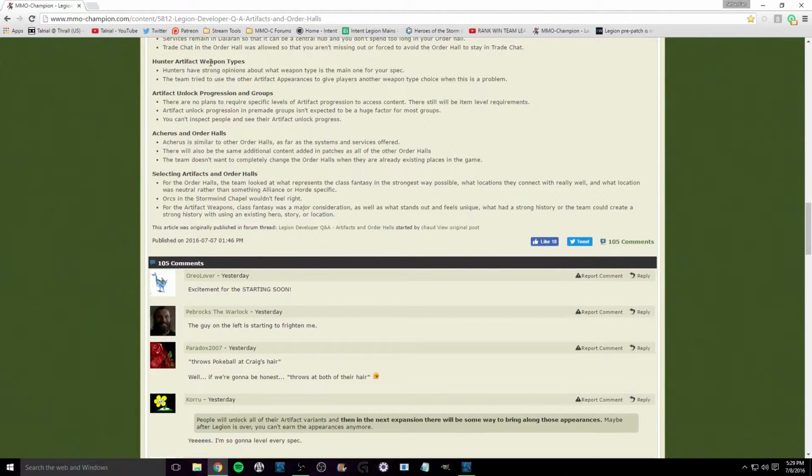So continuing on, we don't play hunters. Artifact unlock. Let's see. There are no plans to require specific levels of artifact progression to access content. There will still be item level requirements. Keep that in mind. And the item level of your artifact goes up with relics. Remember that. Artifact unlock progression in pre-made groups isn't expected to be a huge factor for most groups.